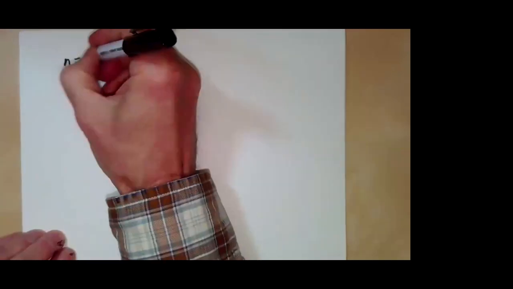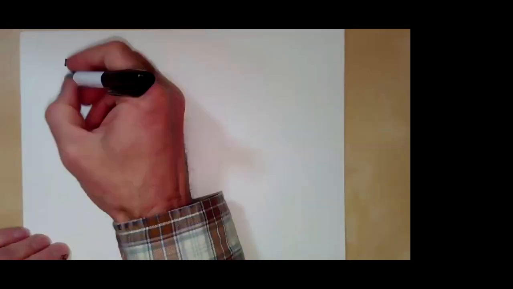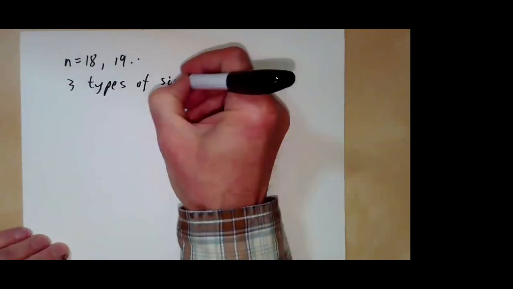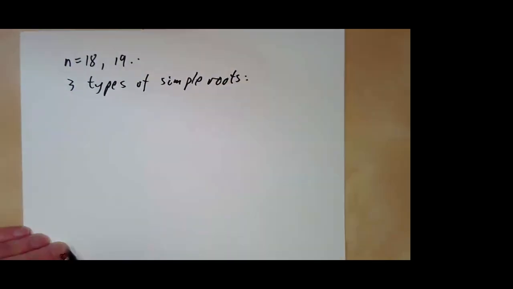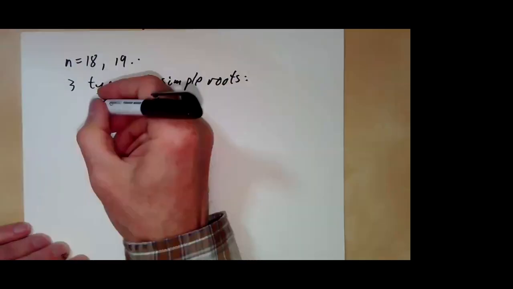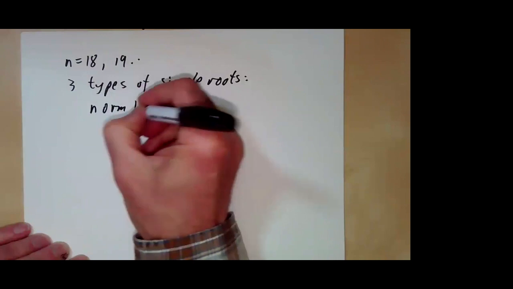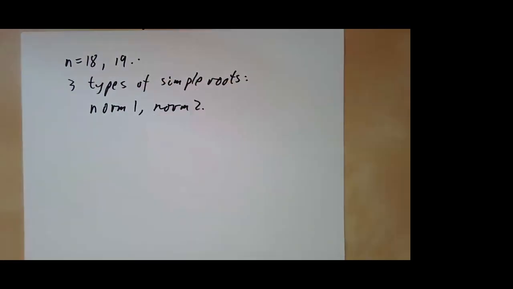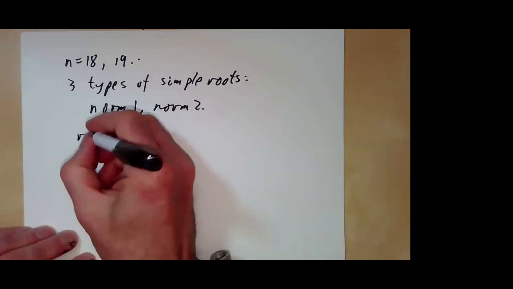For n equals 18 and 19, we get a rather odd thing going on, which is that there are now 3 types of simple roots. And you may think there are 2 obvious types because it can have norm 1 or it can have norm 2. So what's the third type of root? Well, there's an extra thing roots can do, because a root R can have a special property.